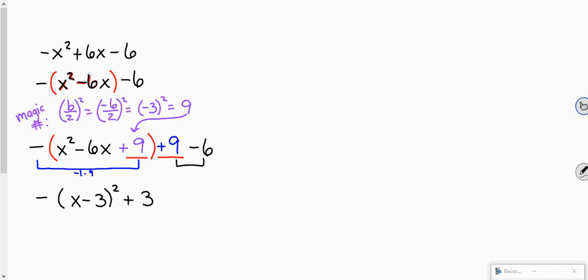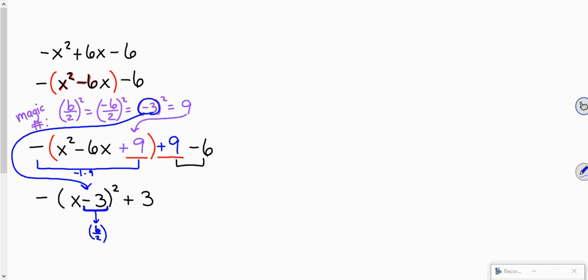Now, one more thing I want to point out. If you are ever confused, this right here is your b over 2 term. This right here is your b over 2 term. That's where it comes from. So if you ever don't see how to factor it, that right there is your b over 2 term. Always with the same sign.